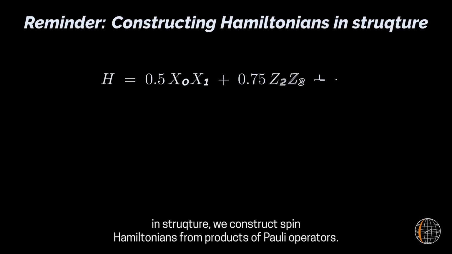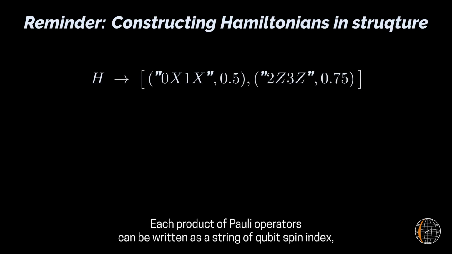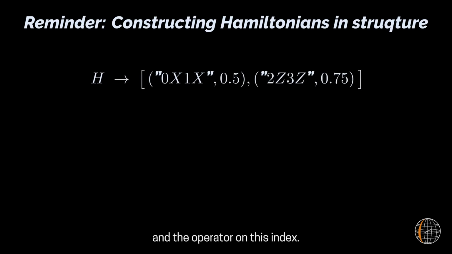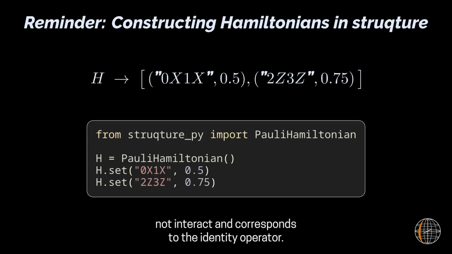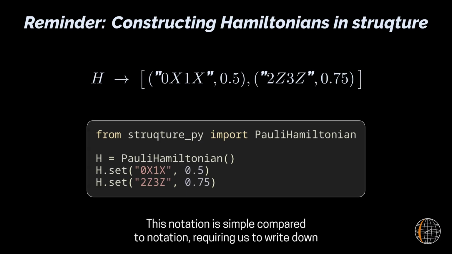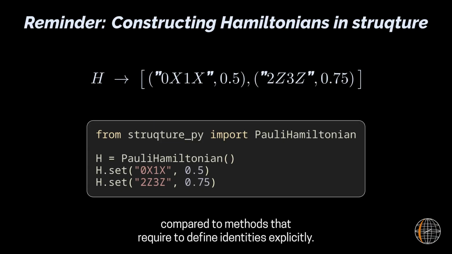To remind you, in Struqture we construct spin Hamiltonians from products of Pauli operators. Each product of Pauli operators can be written as a string of qubit spin index and the operator on this index. Each spin index not appearing in the string does not interact and corresponds to the identity operator. This notation is simple compared to notation requiring us to write down full matrices, and it is compact compared to methods that require to define identities explicitly.